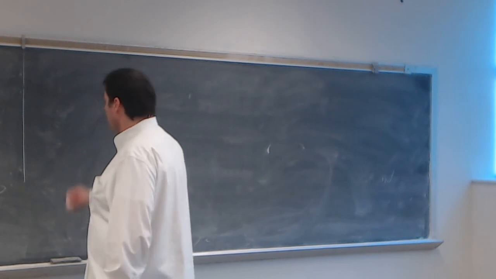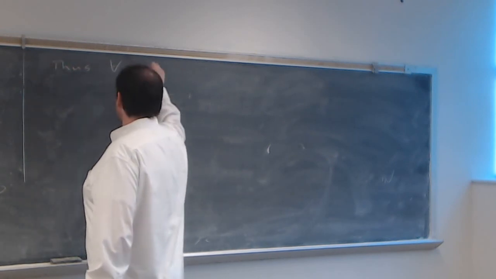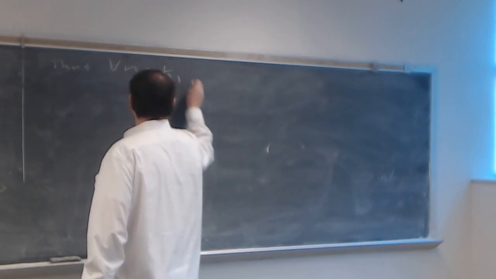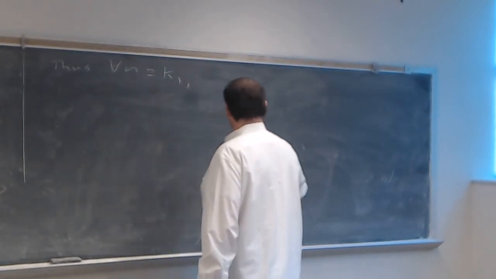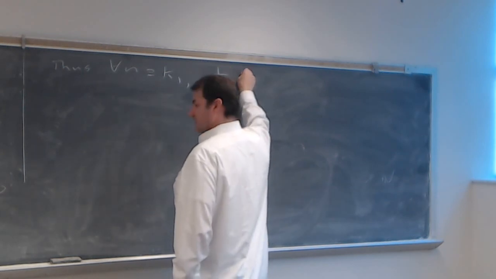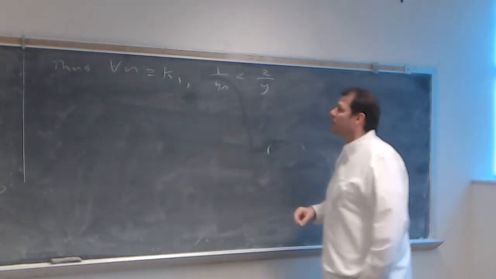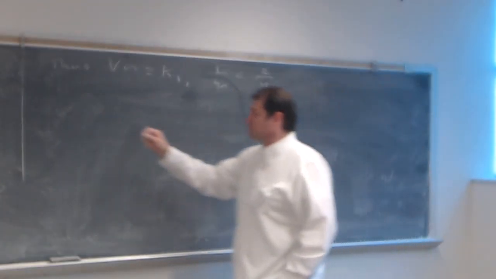Okay, thus, for all n bigger than or equal to k sub 1, so as long as you're further than that spot in the sequence, we have 1 over y sub n is less than 2 over y. But here's what I want you to notice.